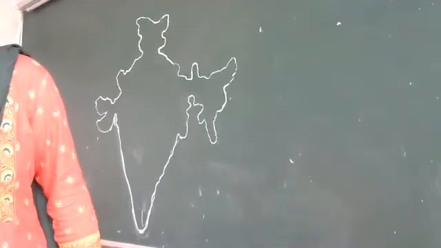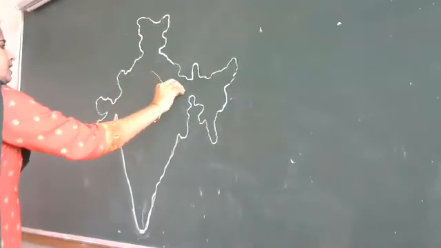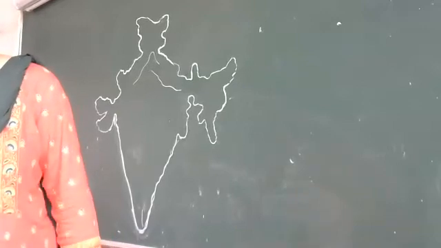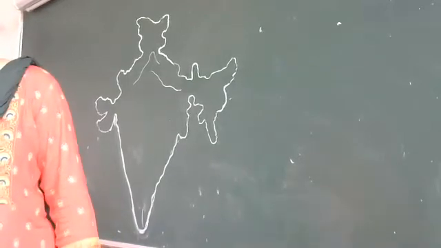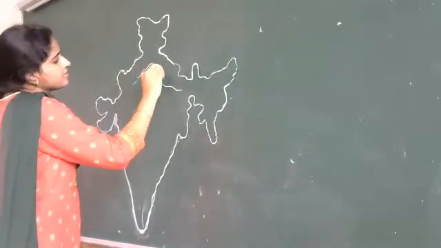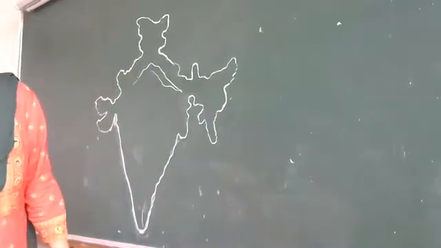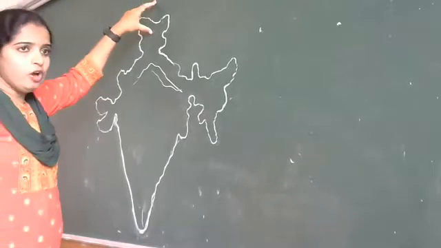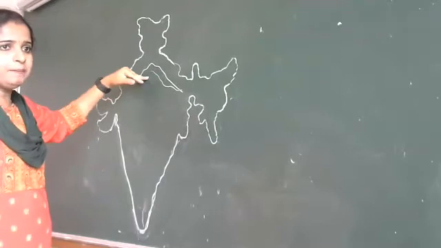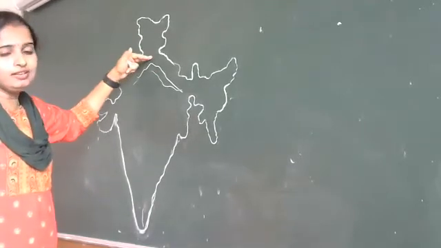The Satpura and Vindhya Hill ranges are located in the north. They separate the plateau from the northern plains. Here you can see the Vindhya Hill and Satpura. It separates this plateau from the northern plains. Here we have northern mountains, northern plains, and these ranges separate this central plateau from the northern plain.